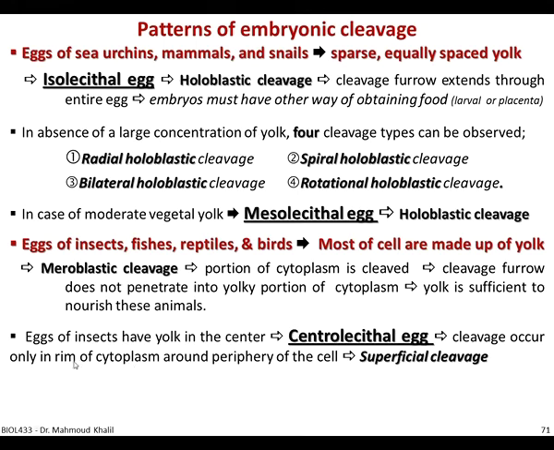The eggs of insects have a peculiar type of egg, which is called centrolecithal egg, in which the yolk is concentrated in the central region of the cytoplasm. In this case, the cytoplasm that is free from yolk is the marginal or cortical region of the egg. At this location the cleavage furrow occurs. So cleavage occurs only in the rim of the cytoplasm around the periphery of the cell, the region which has no yolk. This type of cleavage is called superficial cleavage.